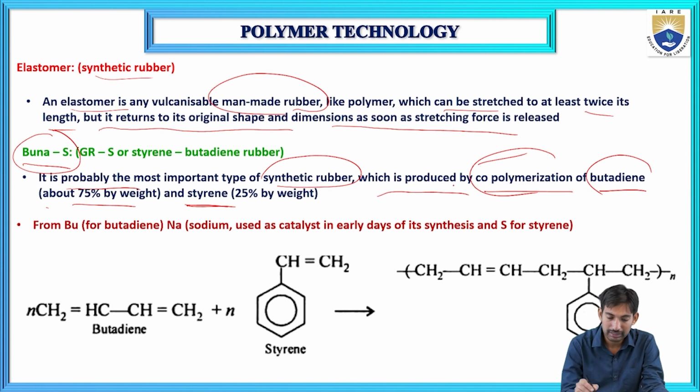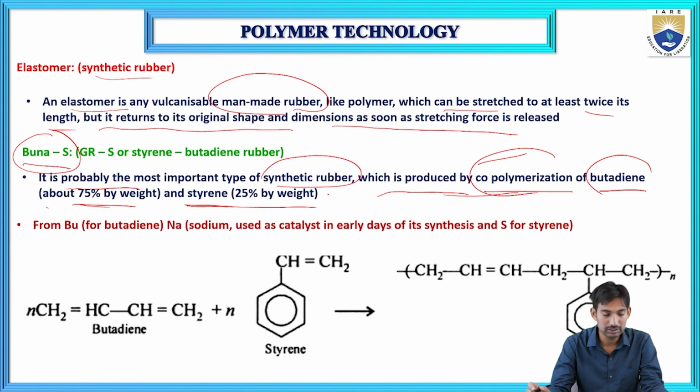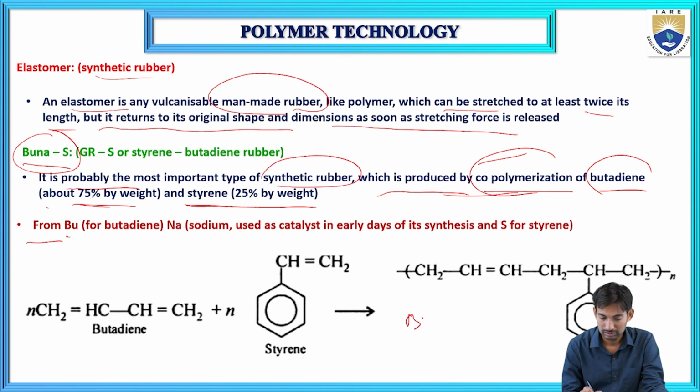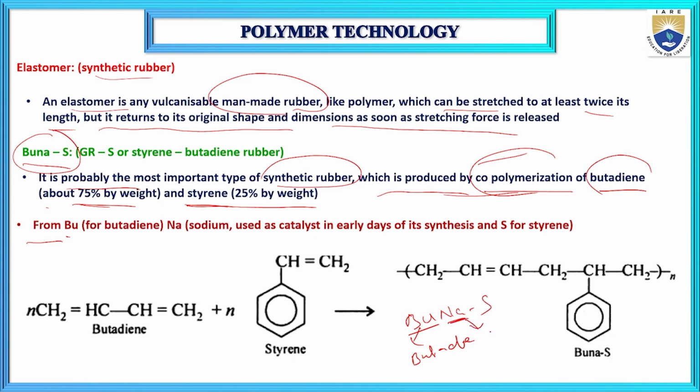In this, the butadiene is 75% by weight and styrene is 25% by weight. We have to add these two. In Buna, Bu is nothing but butadiene, and Na is nothing but sodium metal. Sodium is the catalyst in this copolymerization process, the catalyst used in this synthetic process.